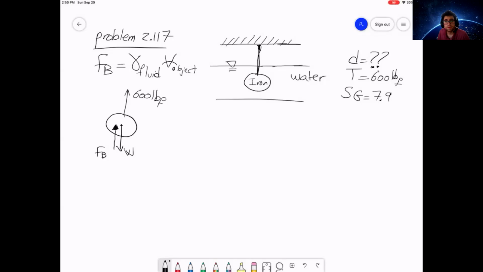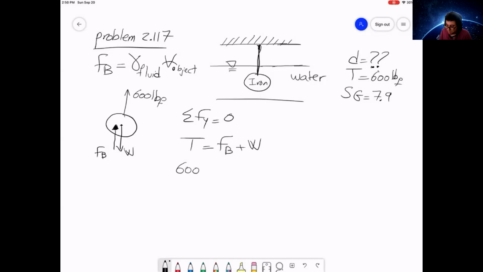Great. So how would you write the summation of forces in the y direction? It should equal 0, right? Nothing is moving in this problem. So it should be tension equal to buoyant force plus weight. Okay, great. So let's move to just plugging in values.